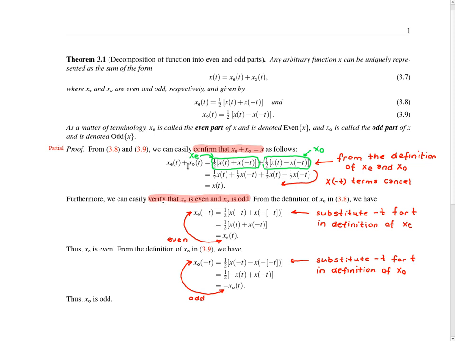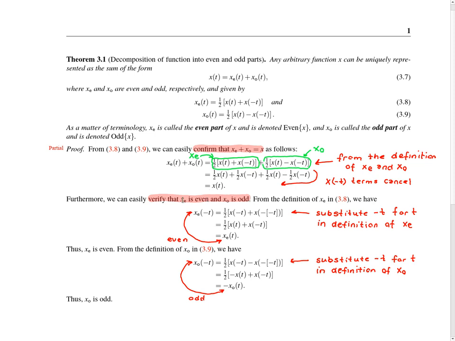So in fact, xe plus xo does equal x. So this proves that essentially this equation here is correct. When we add these functions together, xe and xo, in fact we do get x back. The next thing I want to do is confirm that xe is in fact an even function and xo is in fact an odd function.